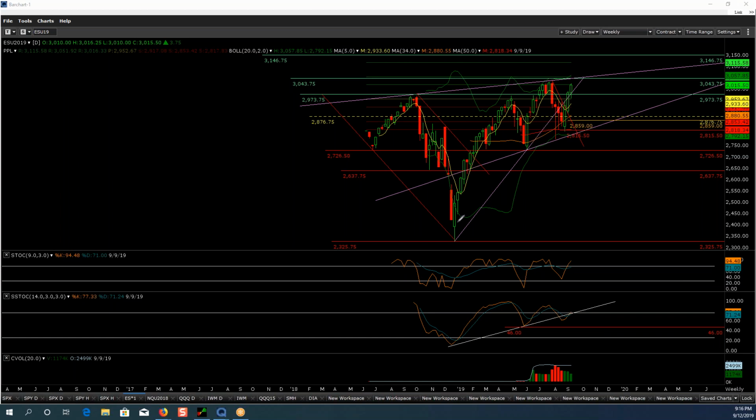Look at the internals. This was the massive Christmas Eve massacre. This is, I wouldn't say a multi-year, but a multi-month bottom. This is where everybody got super excited. Boom. Mom and pop said, oh, put money in, put money in.